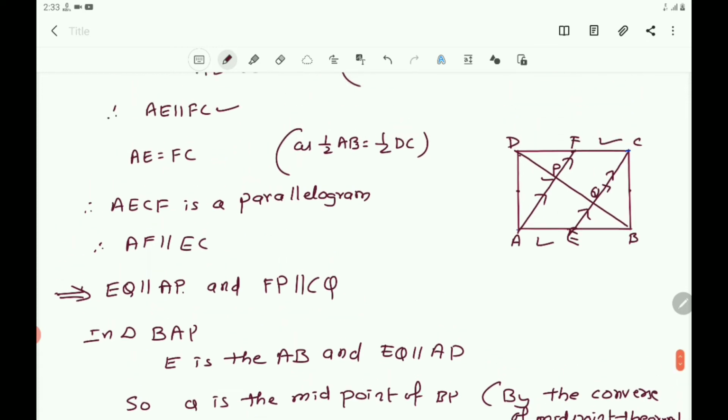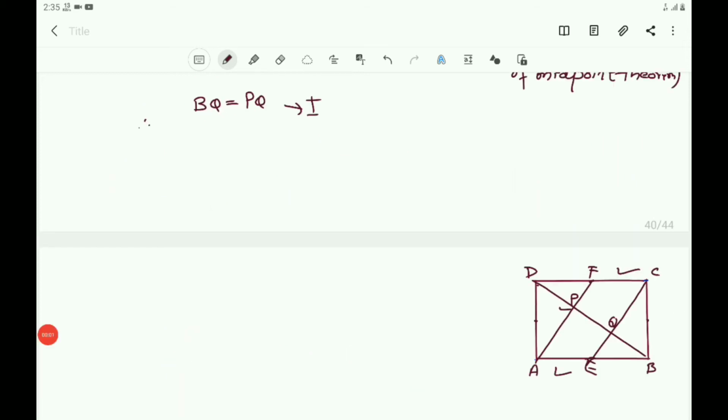Here what you have to prove? Q is the trisecting point of BD, and also P is the trisecting point of BD. So here you proved PQ equals BQ. Again, you have to show that DP equals PQ. If you proved DP equals PQ equals QB, then P and Q become the points of trisection of the line DB.